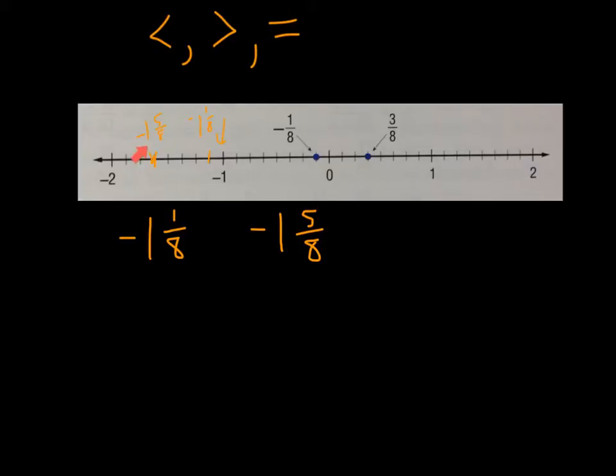Now remember, the fraction that's farther to the right on the number line is larger. So negative 1 and 1/8 is greater than negative 1 and 5/8. So when I'm writing my sign, it would look like that.